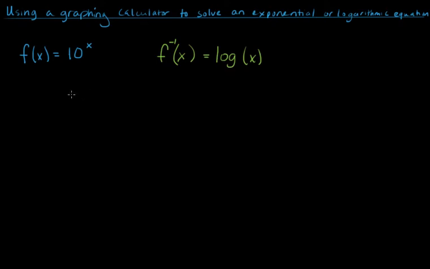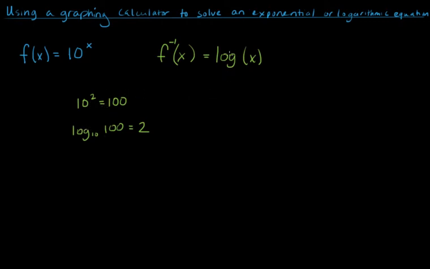So if you have 10 squared equals 100, then log base 10 of 100 equals 2. So the logarithm is just the opposite, the undoing function, for the exponential function.